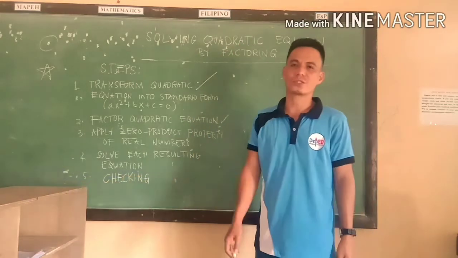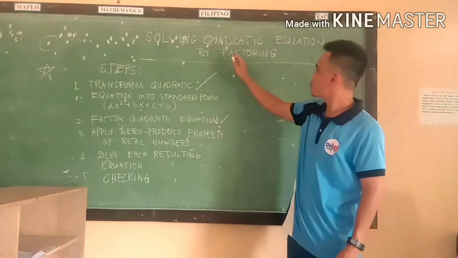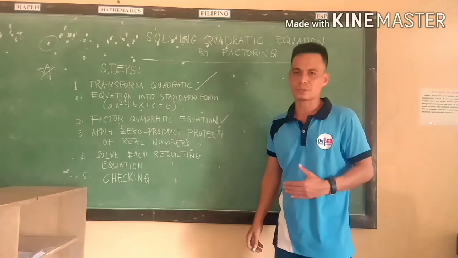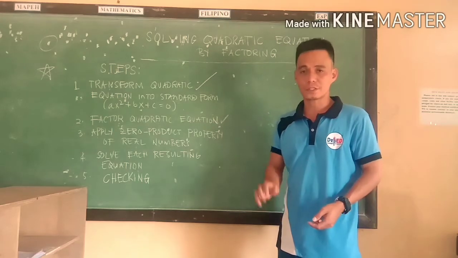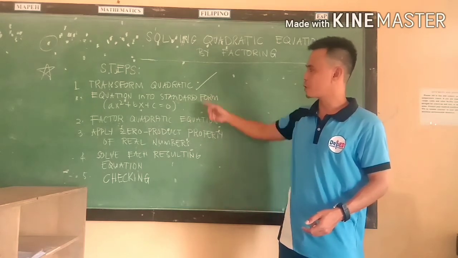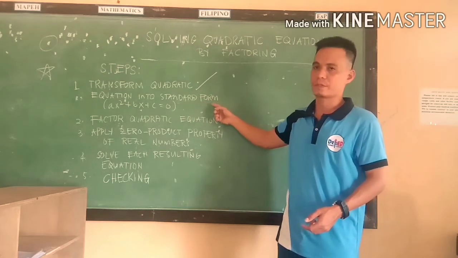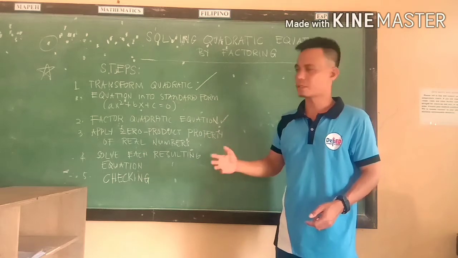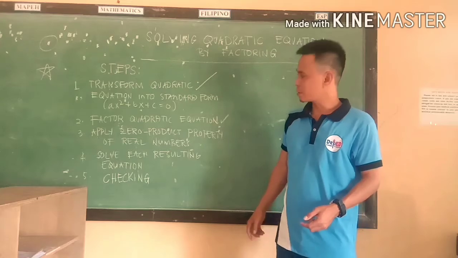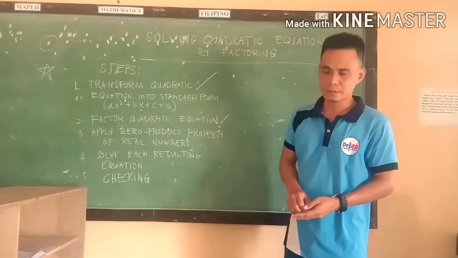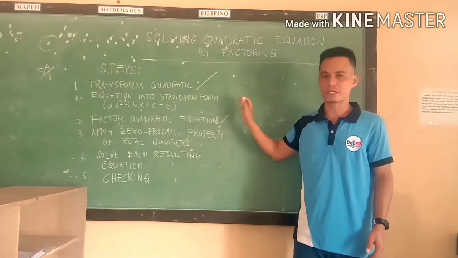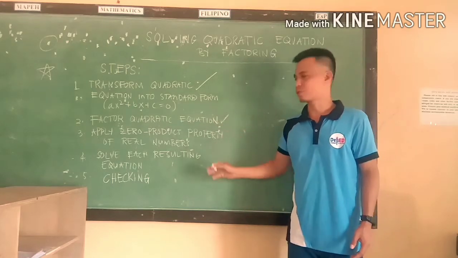So in today's lesson, we have to discuss solving quadratic equations by factoring. In solving quadratic equations by factoring, we just follow the simple 5 steps. Step number 1, transform the quadratic equation into standard form. So transform na po natin yung given sa standard form: ax squared plus bx plus c equals 0. Then, factor the quadratic equation. We will try to factor this out later on, okay?